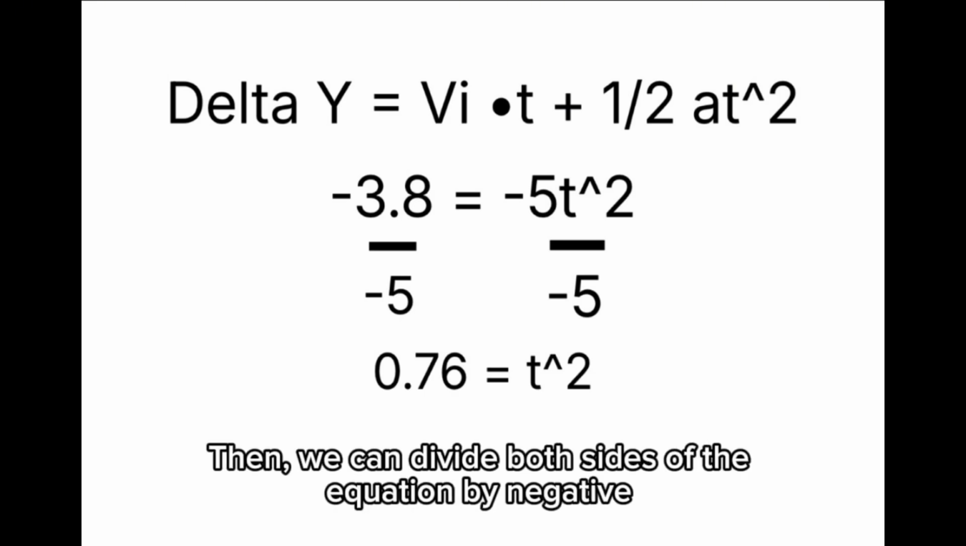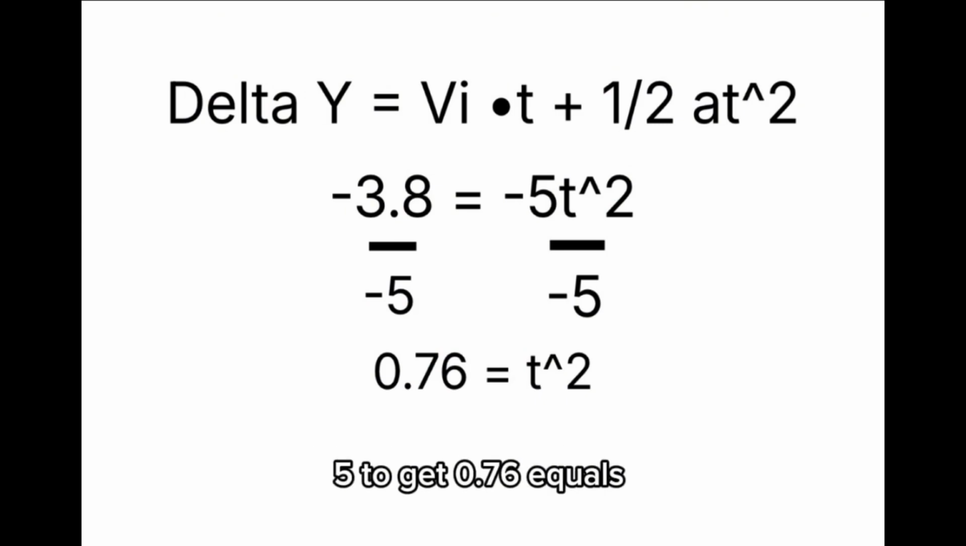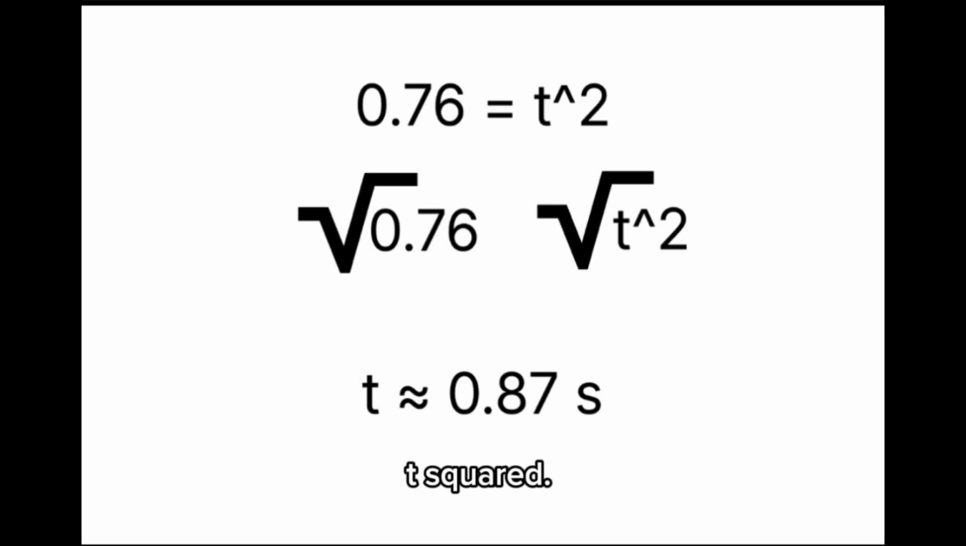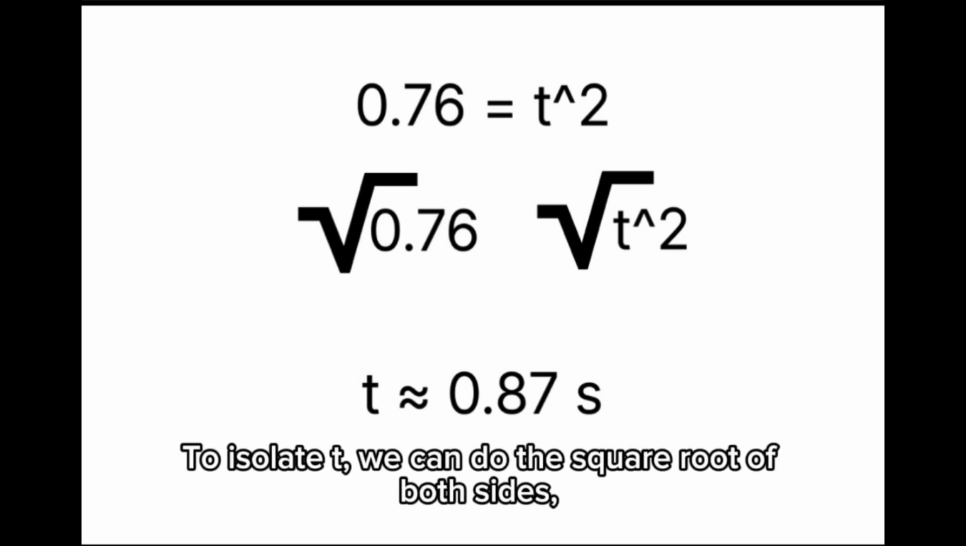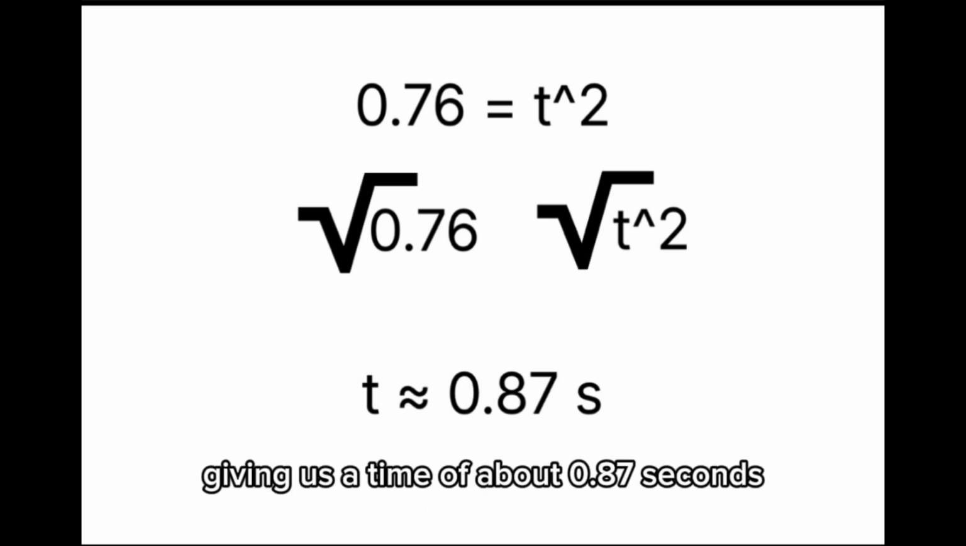t squared. Then, we can divide both sides of the equation by negative 5 to get 0.76 equals t squared. To isolate t, we can do the square root of both sides, giving us a time of about 0.87 seconds.